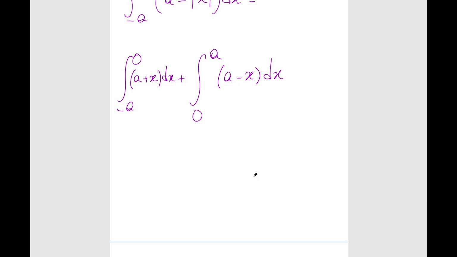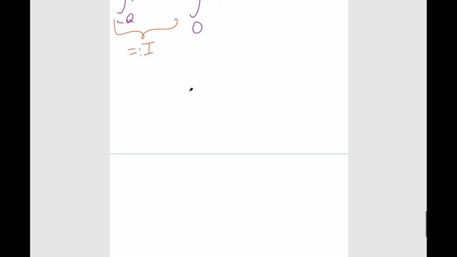And these are going to be two entities. Let me change color here. How about we call this I, and we call this J. Okay. So we want to find each one of them and add them up. Let's find I.